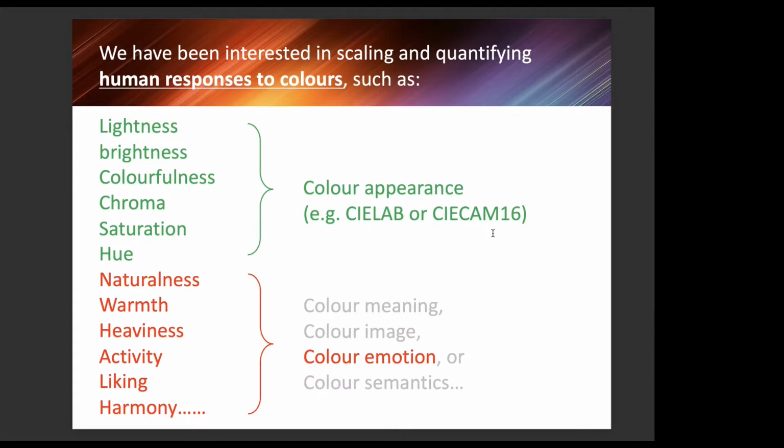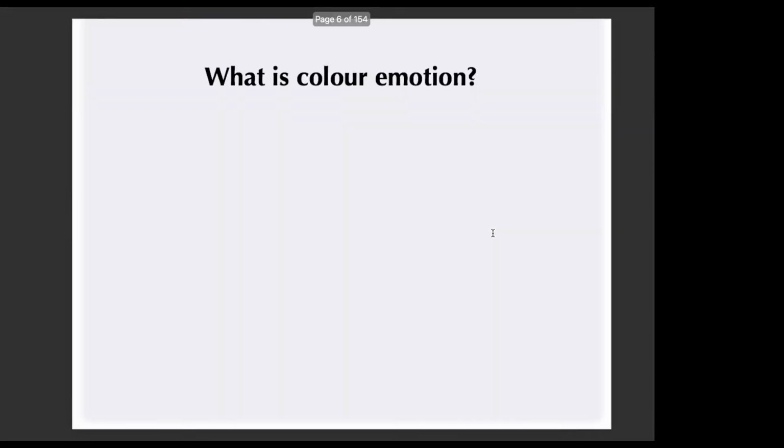In this presentation, I'm going to use the term color emotion to cover the words including naturalness, warmth, heaviness, activity, liking, and harmony. These are what I'm going to talk about in this presentation. Next slide, please. So the first question is, what is color emotion? Next slide, please.